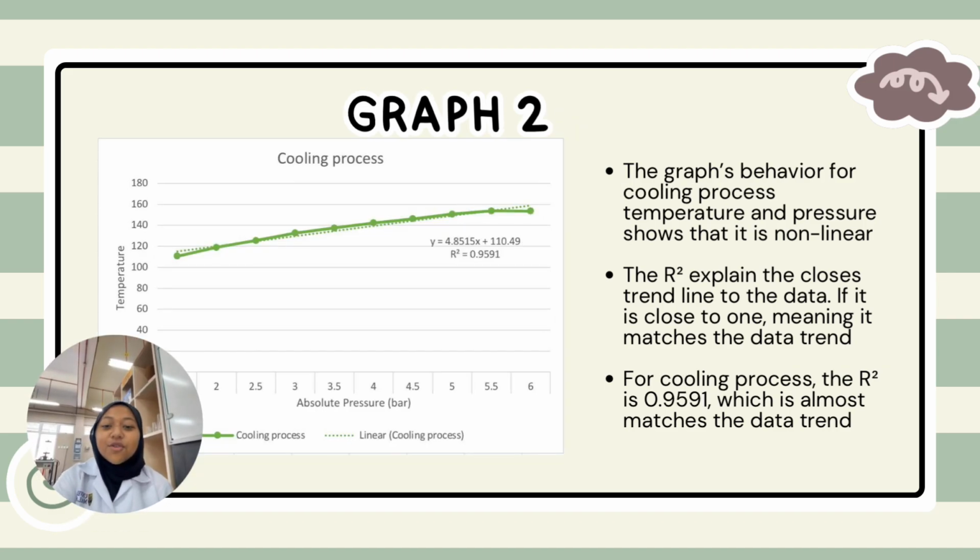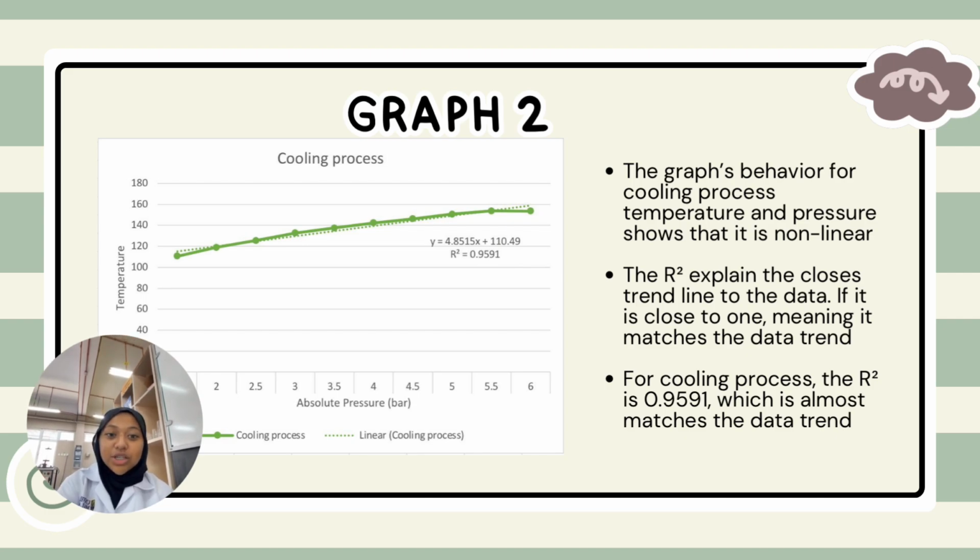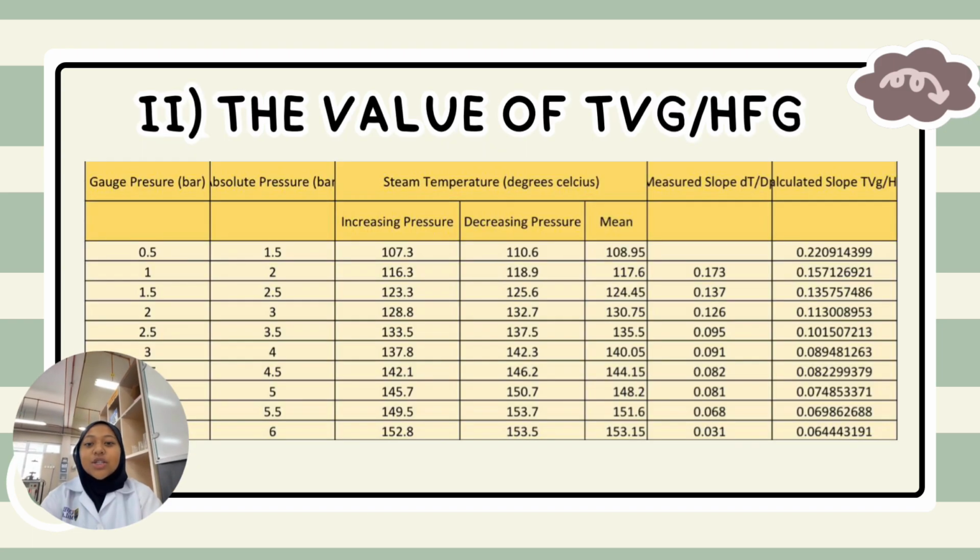Graph 2 shows the cooling process against absolute pressure. The graph behavior for the cooling process shows that temperature and pressure are nonlinear. The R square explains the closest trend line to the data. If it is close to 1, it matches the data trend. For the cooling process, the R square is 0.9591, which almost matches the data trend. This is the value of dT over dP as calculated.